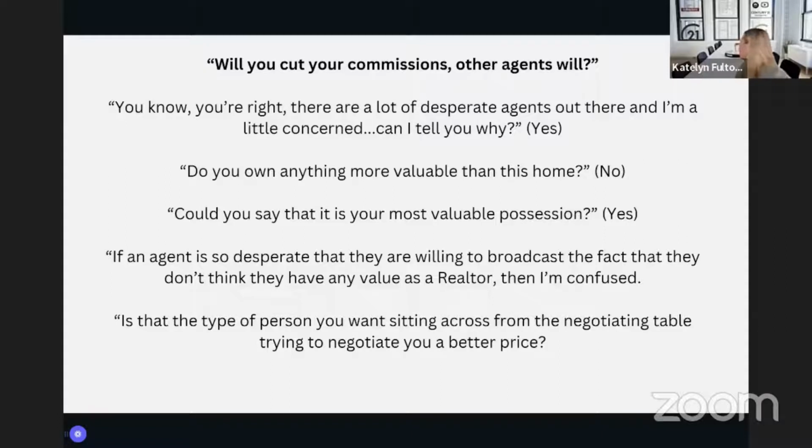I do like the second last one, where it's: if an agent's so desperate that they're willing to broadcast the fact that they don't think they have any value as a realtor, then I'm confused. Is that the type of person you want sitting across the negotiation table, trying to negotiate a better price for you? So you're saying if they can't even negotiate their own commission, how are they going to negotiate your asset? You're just putting these into their minds because they probably haven't heard this script. We've all heard it, but your sellers haven't heard this script before. I mean, once or twice, not many times.